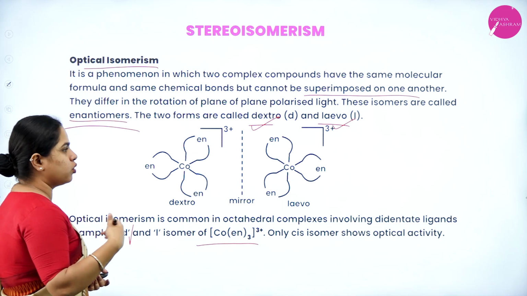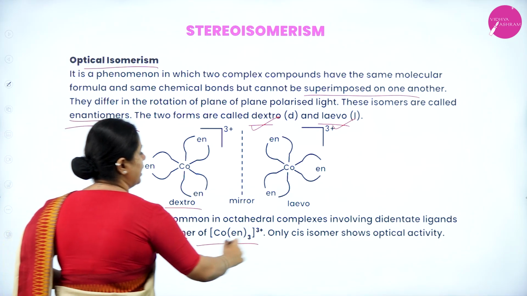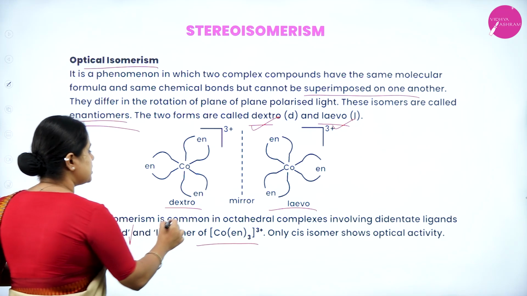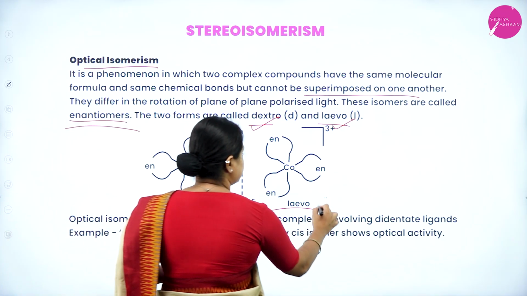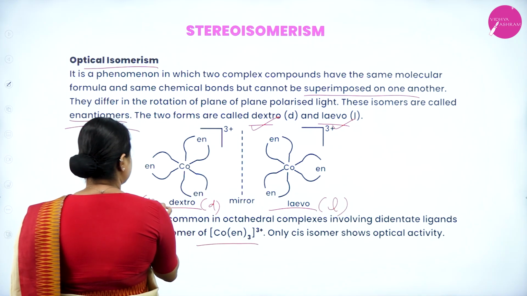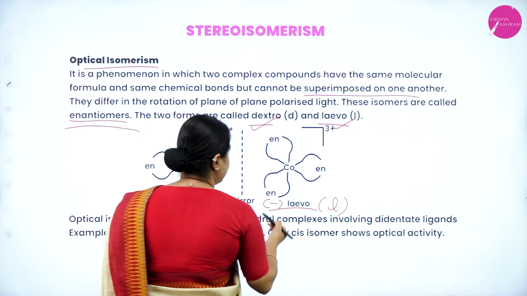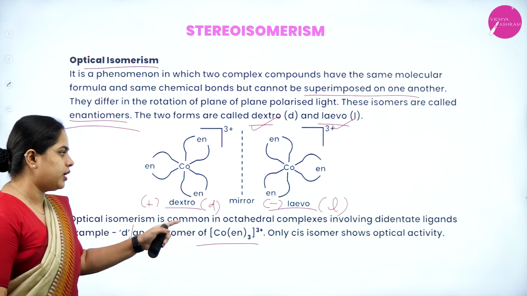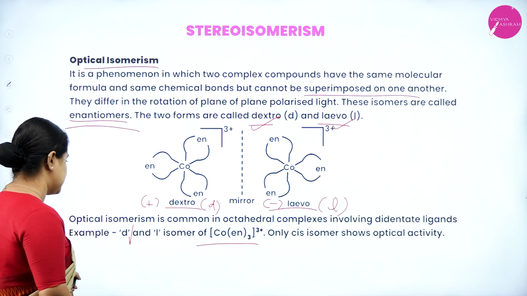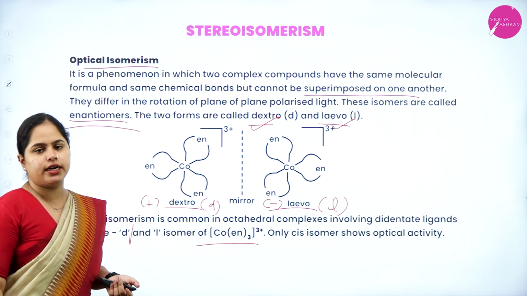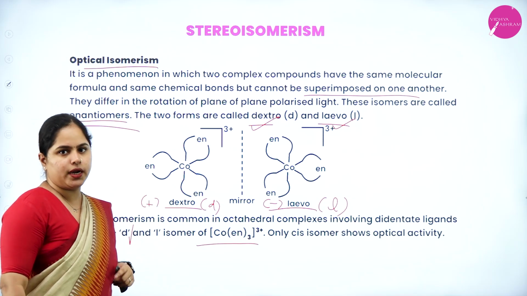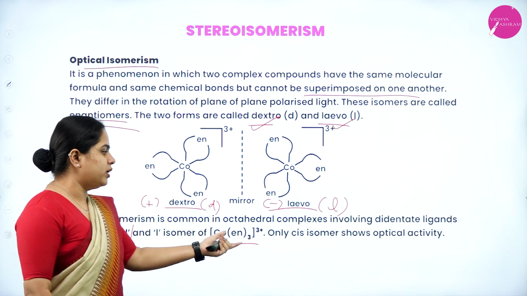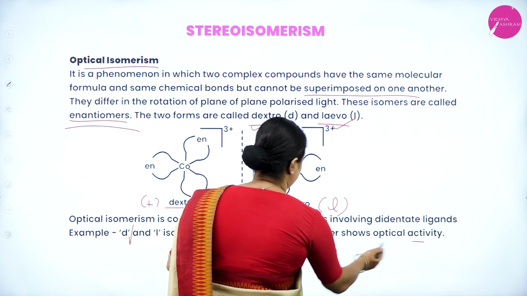So in this case, if it rotates towards the right, it is called dextro, and levo for the other, and this pair together is called an enantiomer. This is represented as D, this is represented as L. Also you can represent it as plus and minus. Dextro plus and levo minus. Optical isomerism is common in octahedral complexes involving didentate ligands. It is generally seen in octahedral complexes. See, this is also octahedral, right? Complexes having didentate ligands, and only the cis isomer shows optical activity.